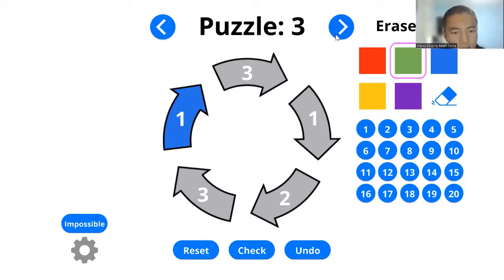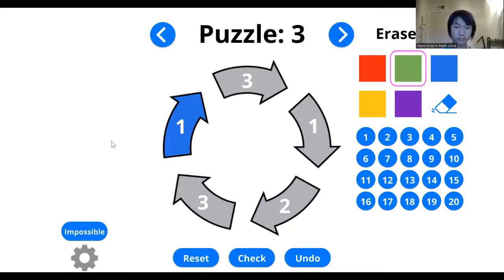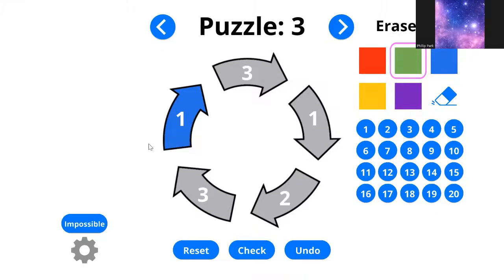Lloyd, do you want to try this one? Philip, would you like to try it? Could you explain how it works again? It's kind of hard to understand.